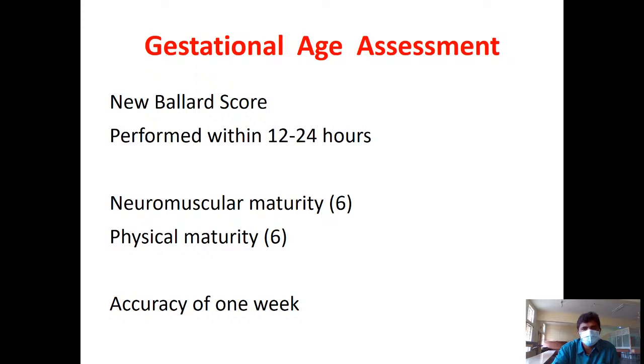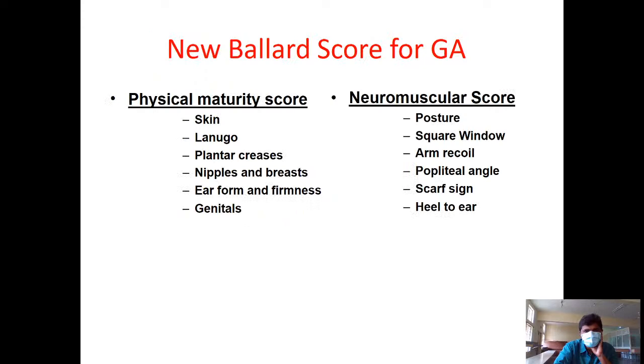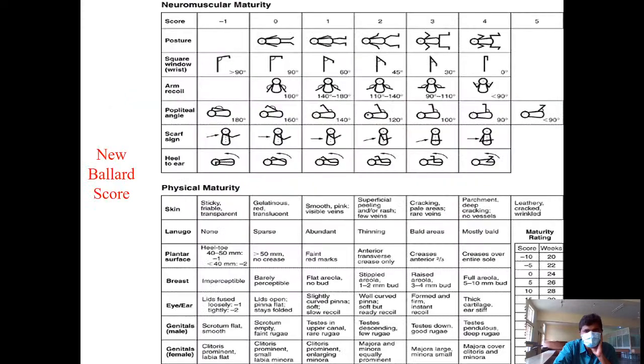It is usually performed at 12 to 24 hours of life, and you have two components: physical maturity component and neuromuscular maturity component, and there are six subcomponents in each component, with an accuracy of 1 week. In the physical maturity score, you look at the skin, lanugo, plantar creases, nipples and breast, ear firmness and genitals. In the neuromuscular component, you see posture, square window, arm recoil, popliteal angle, scarf sign and heel to ear. So this is the chart.